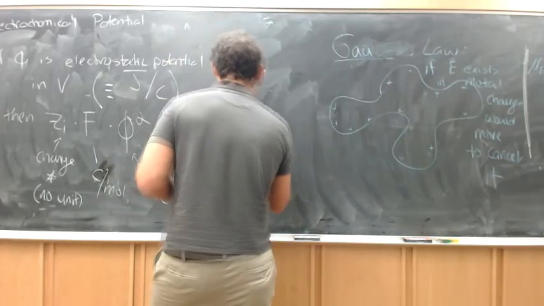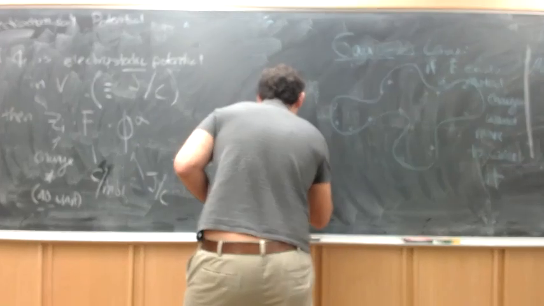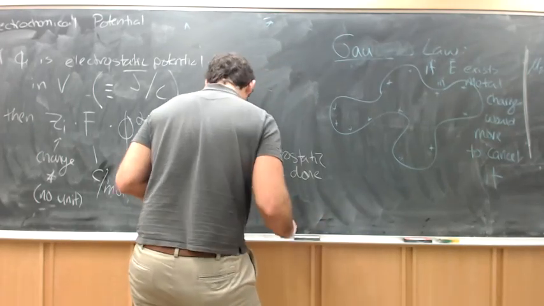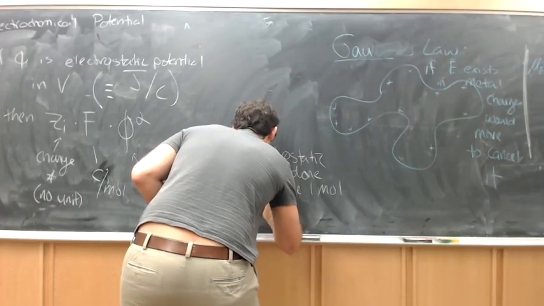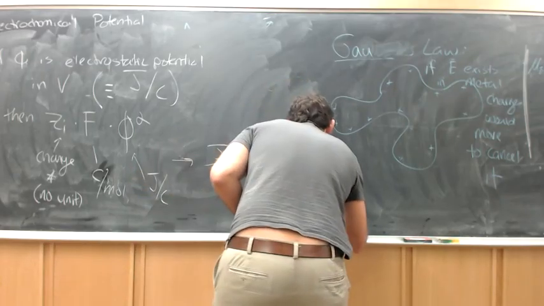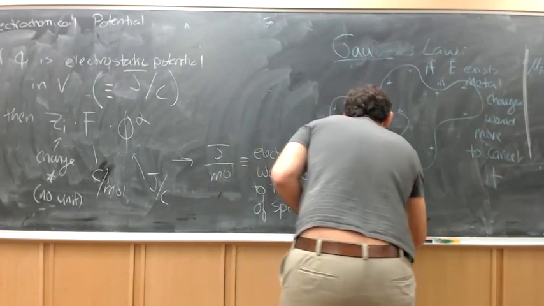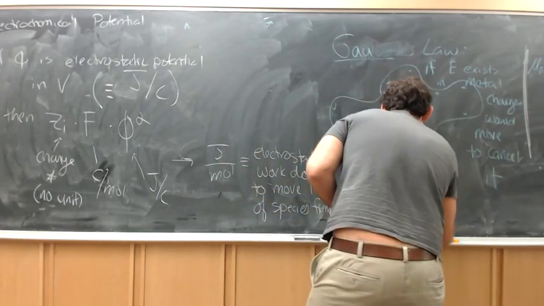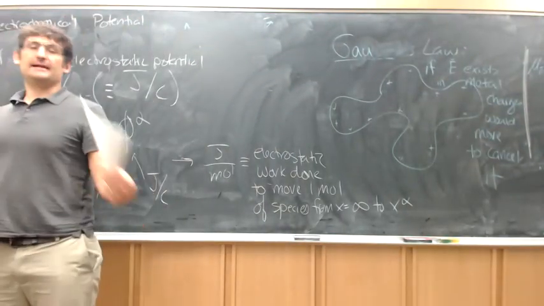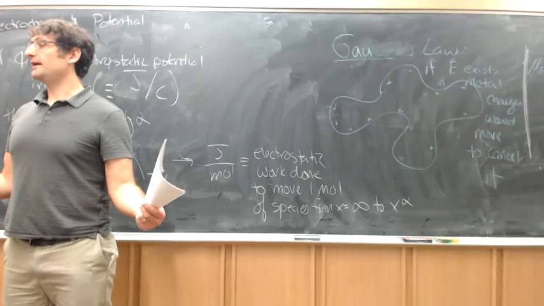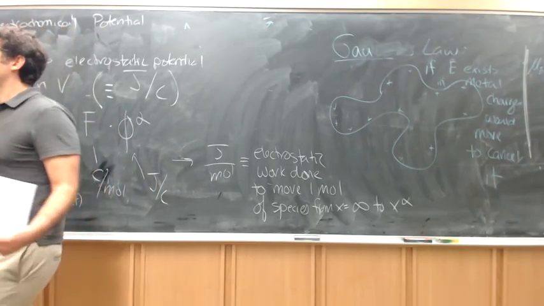And this is the electrostatic work done to move 1 mole of species from x equals infinity to x alpha, of phase alpha. If I had an electrolyte and it had some electrostatic potential in that electrolyte, I could calculate the work needed to move those ions from infinitely far away into that electrolyte.